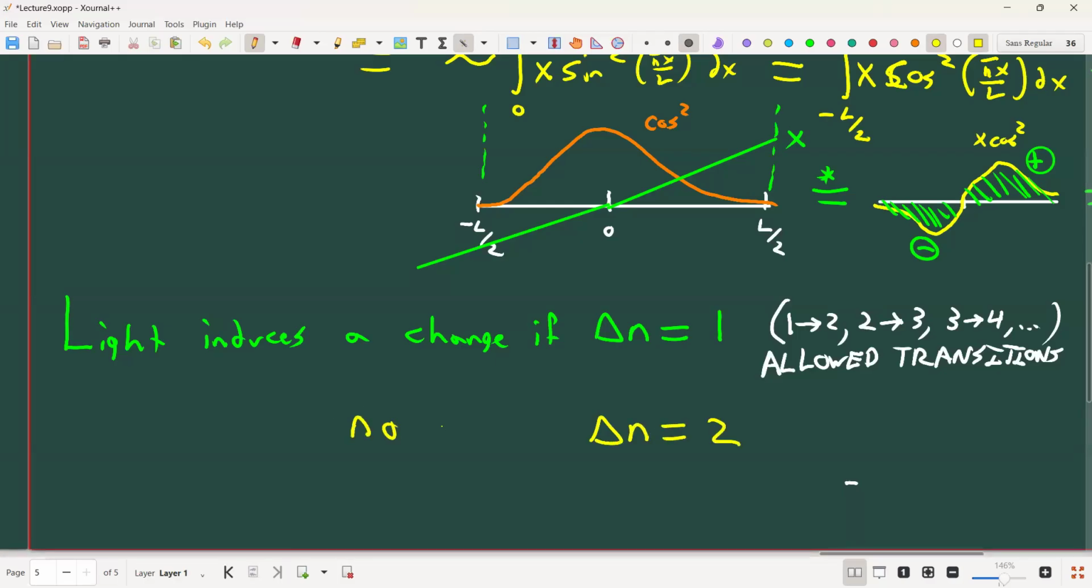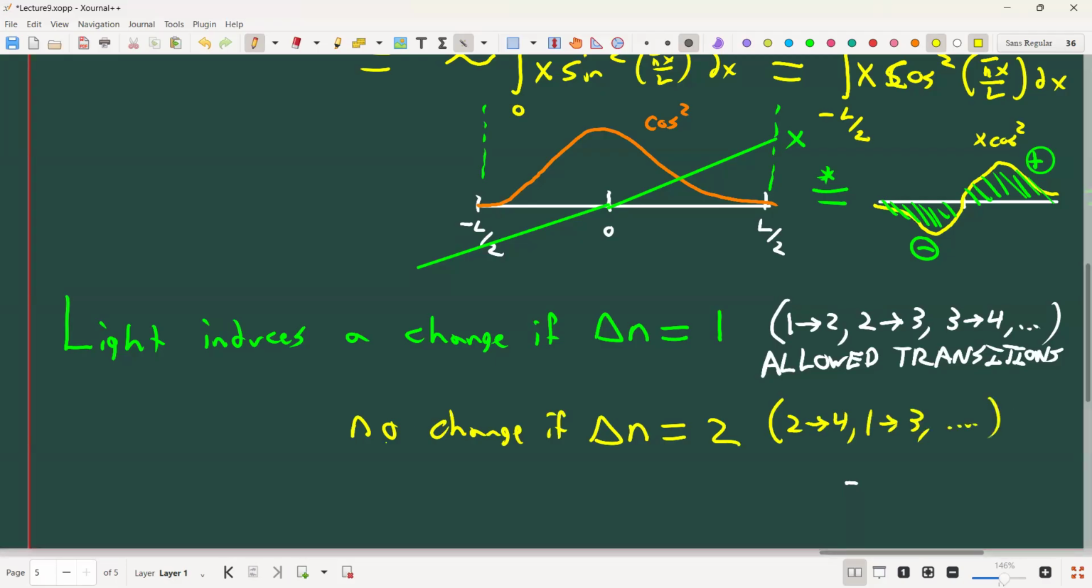No change if delta n is equal to 2. So 2 to 4, 1 to 3, not allowed. These are called forbidden transitions.